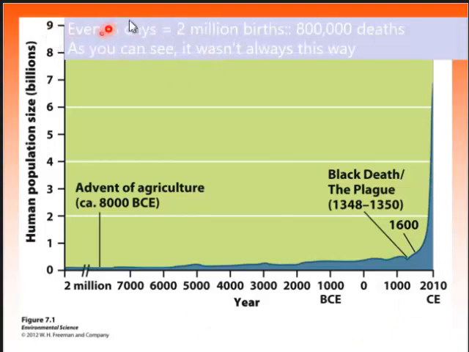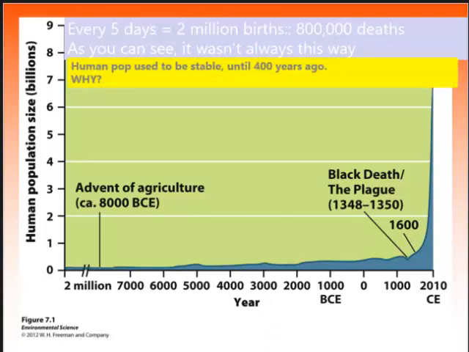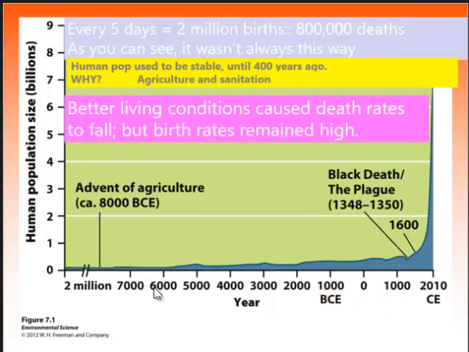So a couple other stats. Every 5 days worldwide, we get about 2 million births and 800,000 deaths. More births than deaths. And it was not always this way. It wasn't even this type of ratio. We'll talk about that soon. So why was the human population stable until around this time? This is the kind of stuff that we're going to talk about.